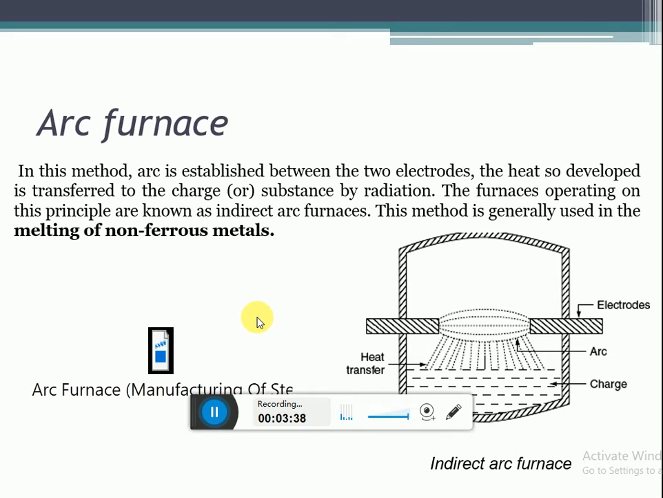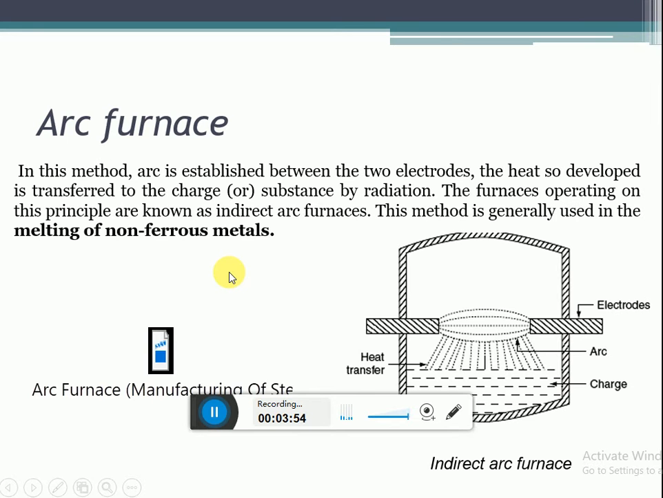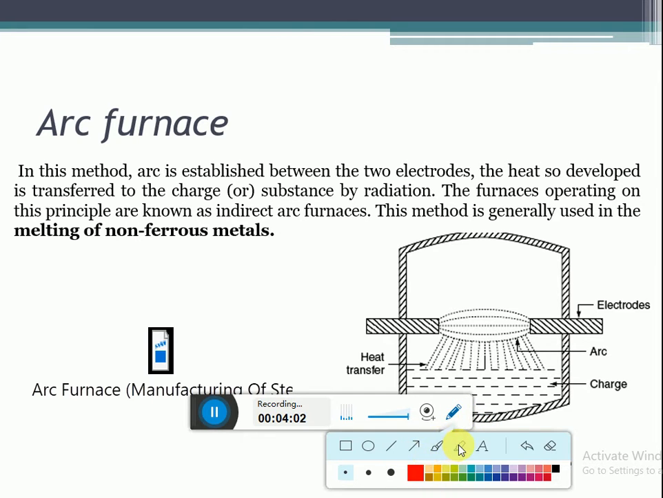Now, what is the indirect arc furnace? In the previous one, the direct arc furnace, we put the electrodes in direct contact with the charge. Here you can see the arc furnace. In this method, we put two electrodes in the chamber but not directly connected with the charge.